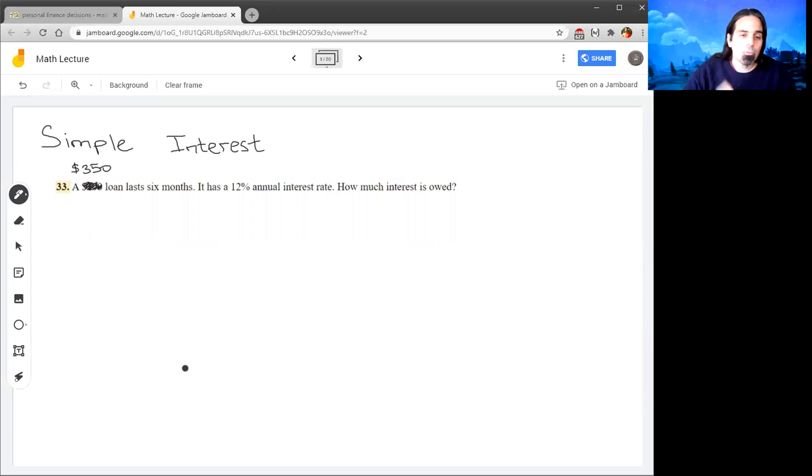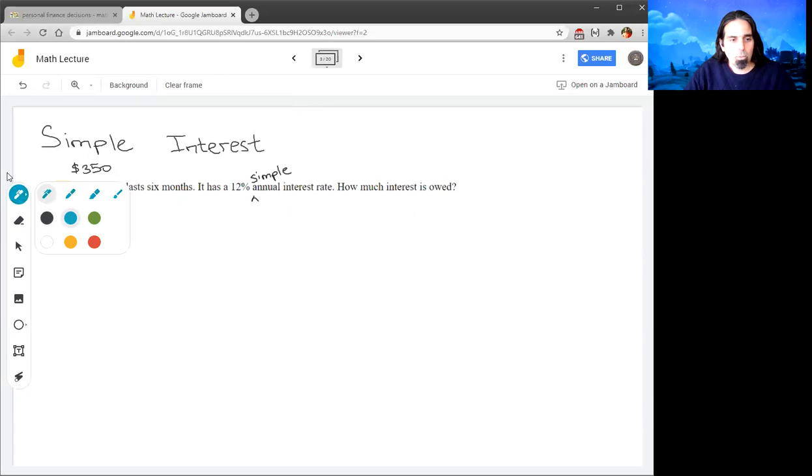So a $350 loan lasts 6 months. It has a 12% annual interest rate. And I'm going to put the word simple in this problem because anything that you'll see on the homework or tests will actually tell you when it's simple interest. How much interest is owed?